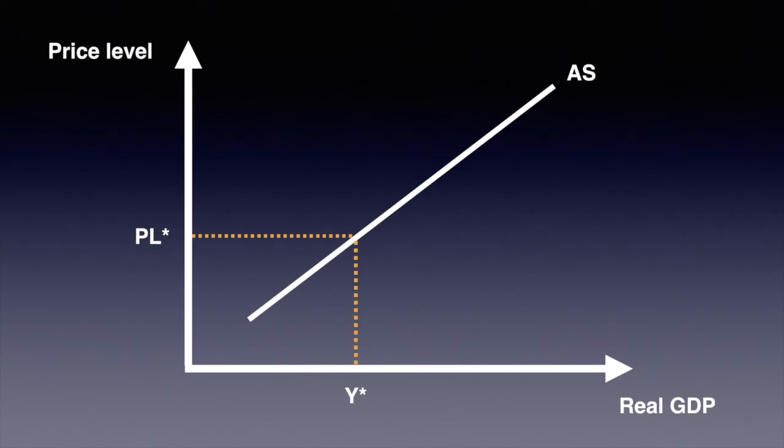If you are demonstrating an increase in the price level, it is an expansion of aggregate supply, and a decrease in the price level is a contraction of aggregate supply.